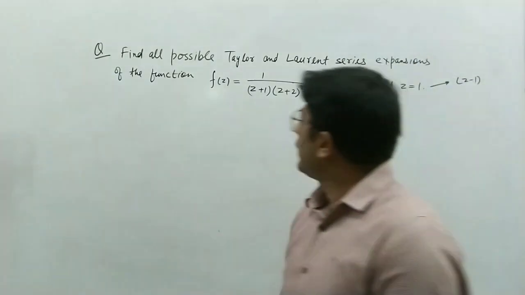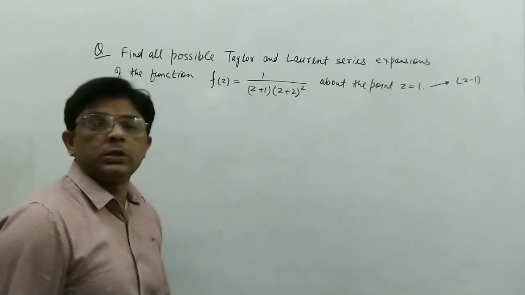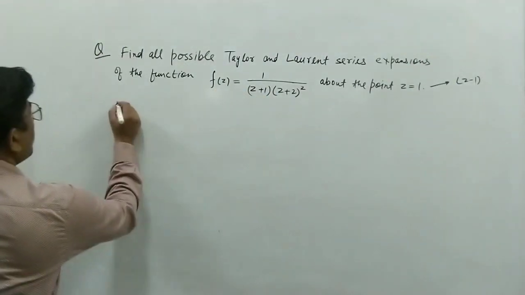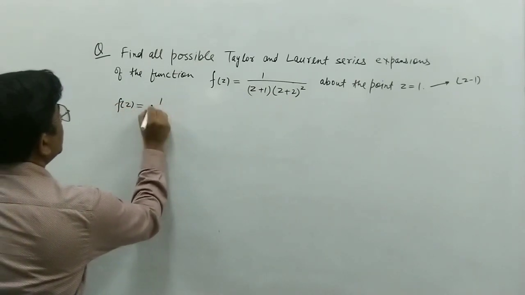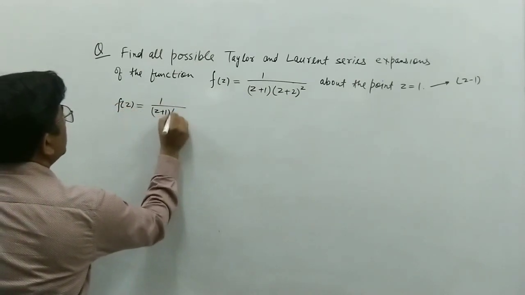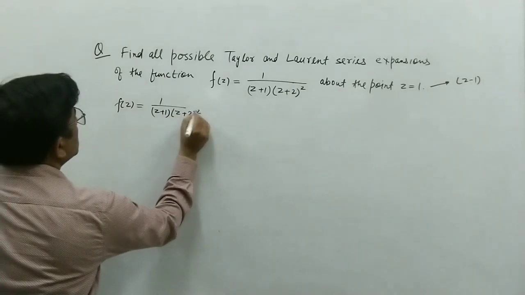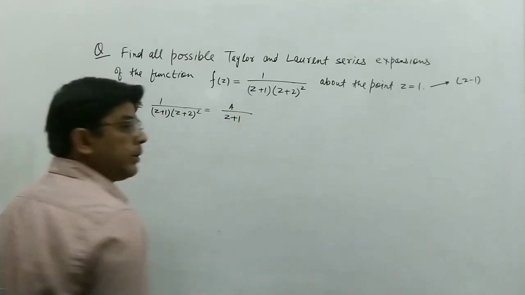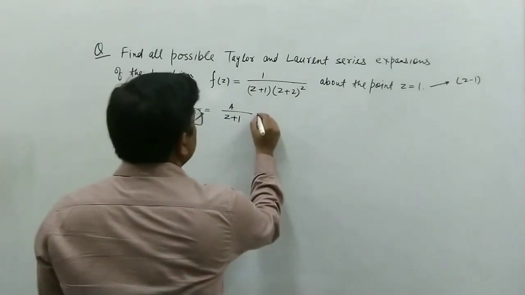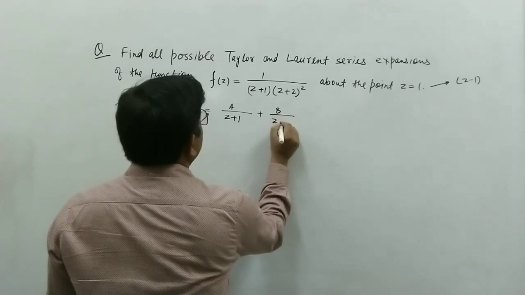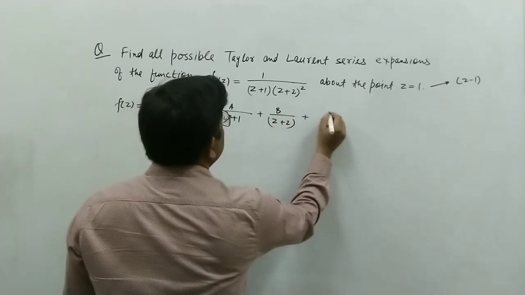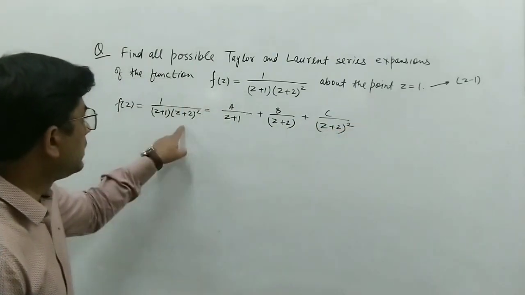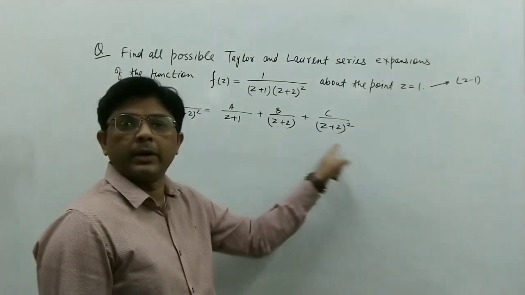Okay. So first of all we have to use partial fractions to decompose this function. We are given that f(z) is equal to 1 upon (z plus 1)(z plus 2) square. So we can write this as A upon z plus 1, using the method of partial fractions, plus B upon z plus 2 plus C upon (z plus 2) square, because here we have (z plus 2) square, so we will use this method.